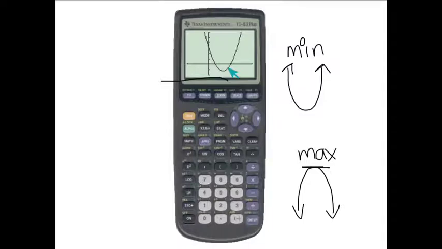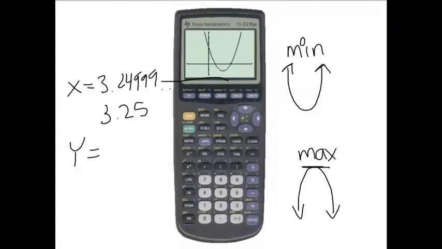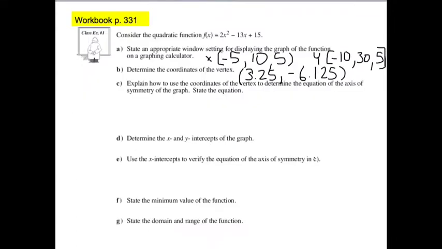So you hit enter after you do that, and it's just going to say guess, and it's going to give you a bunch of numbers. Don't worry about that, hit enter as well. And then it's going to give you the vertex itself. Just a heads up too, when you work that one out, your x on your vertex might be something crazy like 3.2499999. You can just round that up to 3.25 in this case. Your y will be a little bit more exact, and that will give you a value of negative 6.125.